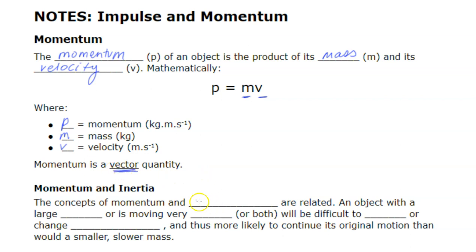Now the concepts of momentum and inertia are related. An object with a large mass or that is moving very fast, or both, will be difficult to stop or change direction, and therefore more likely to continue its original motion than would a smaller, slower mass. So that seems quite intuitive.